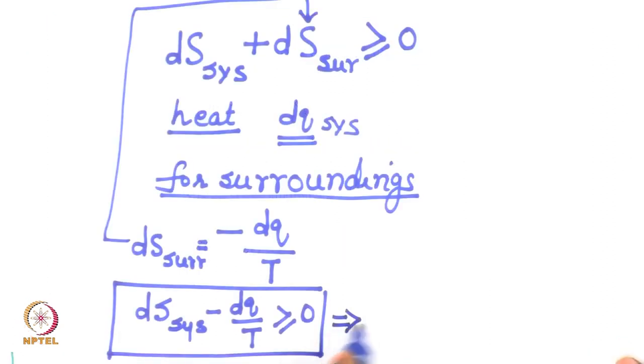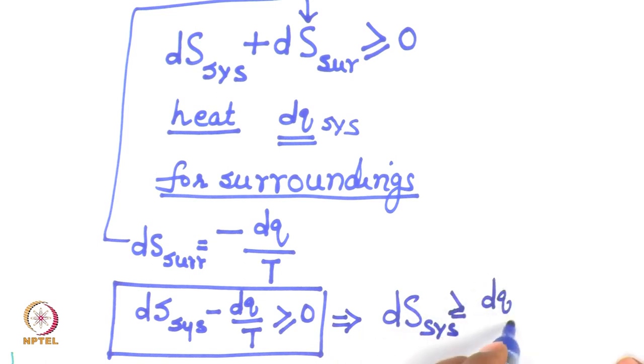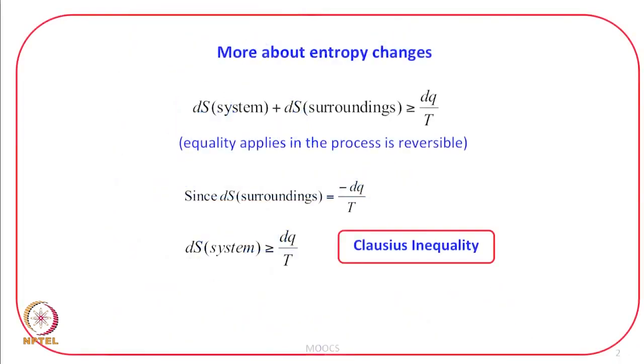This leads to the equation dS system is greater than or equal to dQ by T, that is what is mentioned on the slide, and this is called Clausius inequality. That is, the entropy change in the system in general will be equal to or greater than dQ by T. And here again, equality applies to reversibility, and the greater than sign applies to irreversible or spontaneous process.